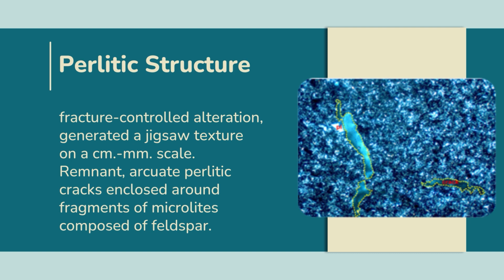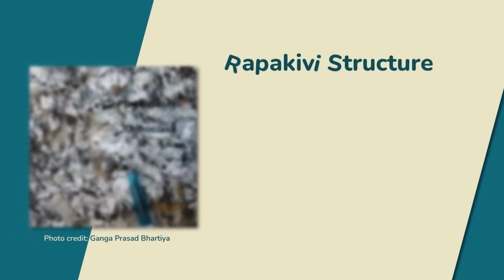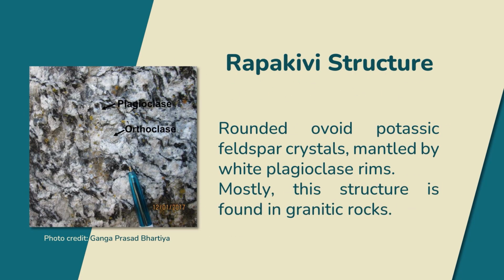These microlites are lying here, and in between these microlites you have a perlitic structure. The very common structure, which can be seen not only in volcanic rocks but even in plutonic rocks, is the Rapakivi structure. What is Rapakivi structure? It is a rounded ovoid potassic feldspar crystal. This is a rounded orthoclase crystal here, mantled by white plagioclase rims. These are the white plagioclase rims. Mostly this structure is found in granitic rocks.